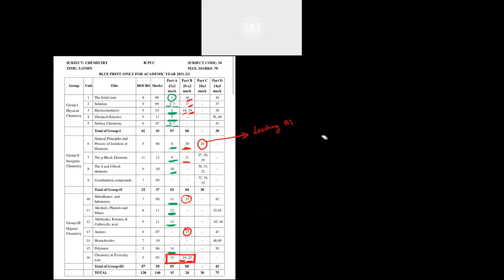1 minute. Leaching process or Hall-Herold's process. And then after this, iron oxide could be asked, iron extraction. These are possible 3 marks questions which could be asked. Make a note, students, as I'm telling you, just make a note.